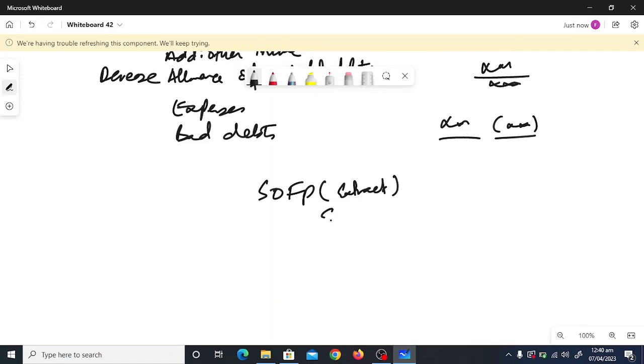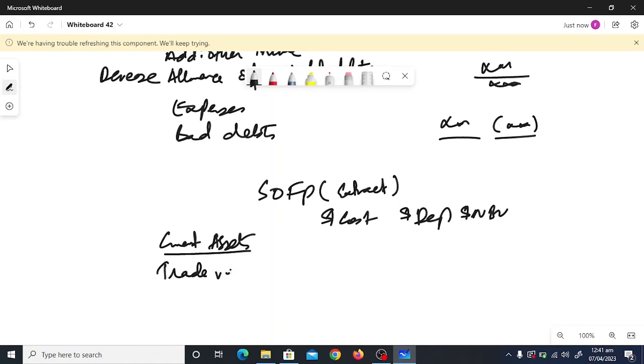Last format is statement of financial position, that is an extract. So I'm writing a short form. Do not write the short forms, avoid them. Cost, depreciation, and net book value. So I'll just write it down over here. Current assets which are important. So I'll directly come to the trade receivables.